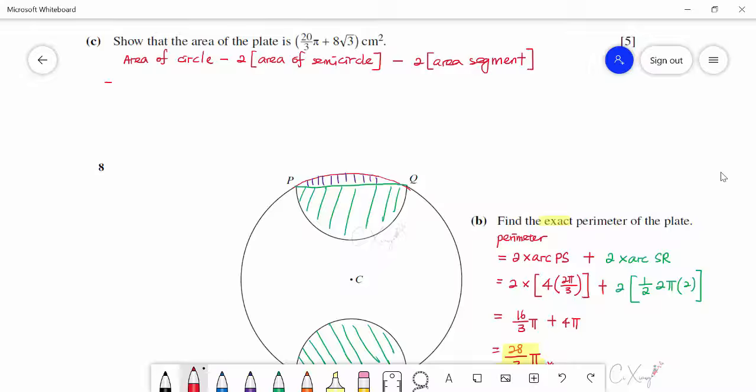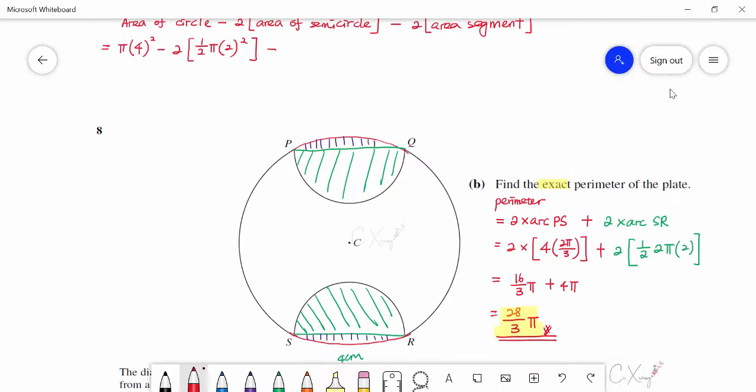Okay, so the area of the circle will be very straightforward. It will be pi r squared, which is 4 squared, minus 2 times the area of a semicircle. So the area of a semicircle will be half pi r squared. So pi, the semicircle radius is 2, so pi r squared. And now we have to minus the area for the segment. Okay, so how to get the area for the segment? All right, so if you have a look here again, this is a segment, right?